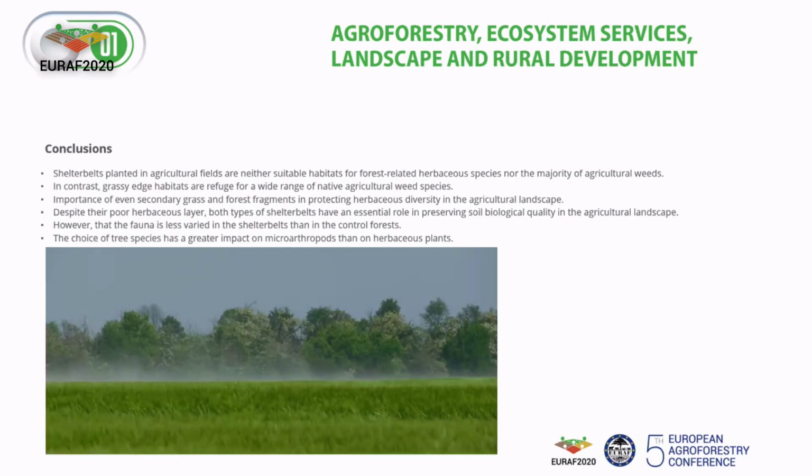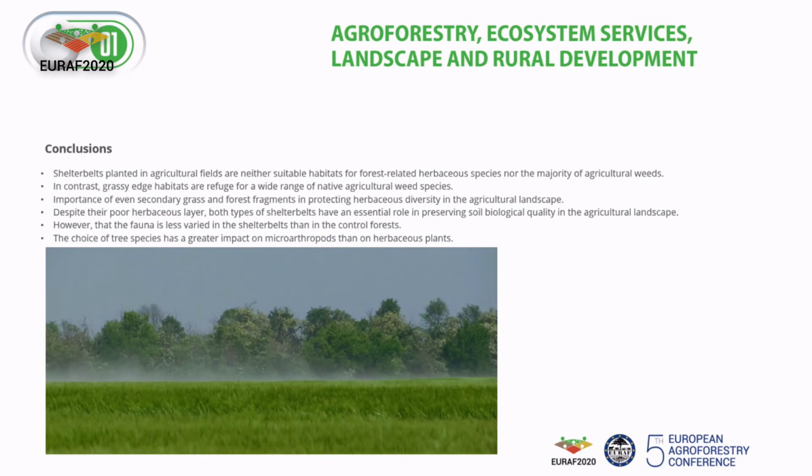So we could conclude that shelter belts planted in agricultural fields are, of course, of high importance for wildlife, but they are not suitable habitats for forest-related herb species, nor the majority of agricultural weeds. Just a few disturbance-tolerant and weed species were present in the understory layer. In contrast, the grassy edge habitats are quite important for a wide range of agricultural weed species. Our research highlighted the importance of even secondary grass and forest fragments in protecting the herbaceous diversity in the agricultural landscape.